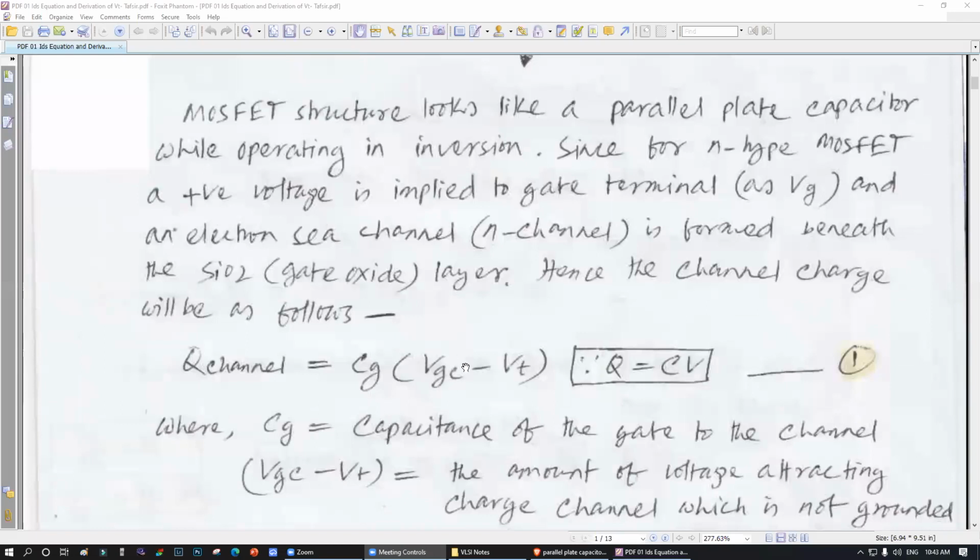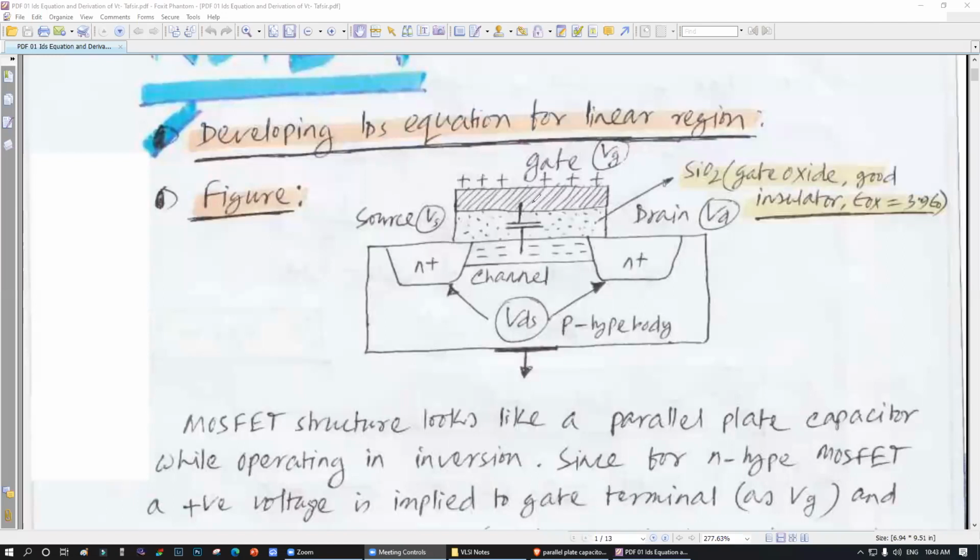V is equal to VGC minus VT. This is important to understand. What is VGC minus VT and why have they written VGC minus VT? This is the voltage in between these two points, called VGC minus VT. What is VT? What is VGC? I will explain now. VGC is the gate to channel voltage difference.